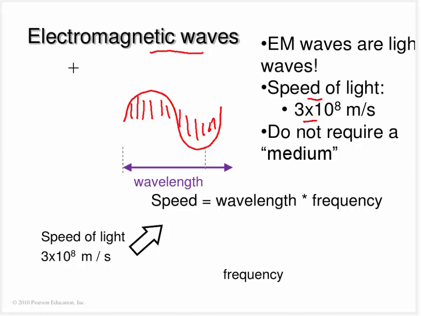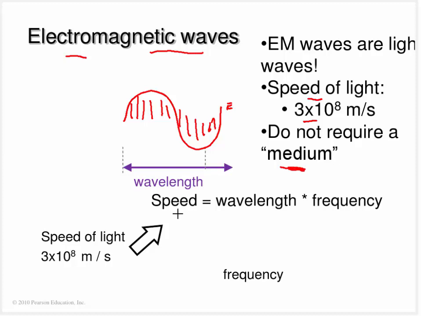One difference between electromagnetic waves and the mechanical waves we talked about previously is we don't need a medium. Mechanical waves needed some particles to do the wiggling, but in this case what's wiggling is the electric field and the magnetic field. So electromagnetic waves can go through outer space. Outer space is a vacuum. There are virtually no particles there. Mechanical waves cannot. Sound waves cannot.